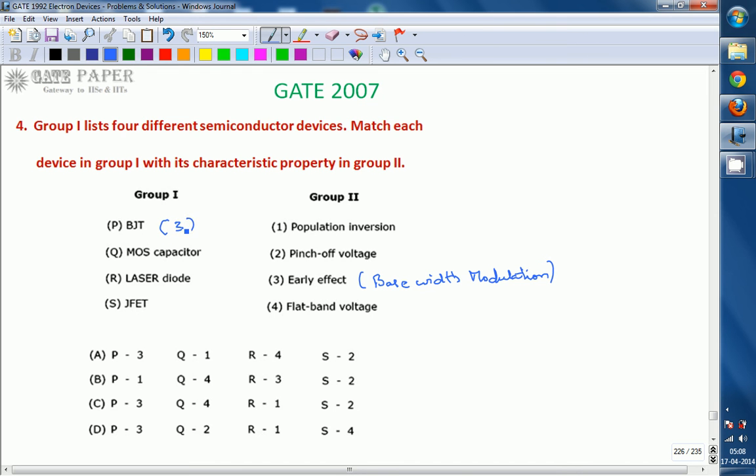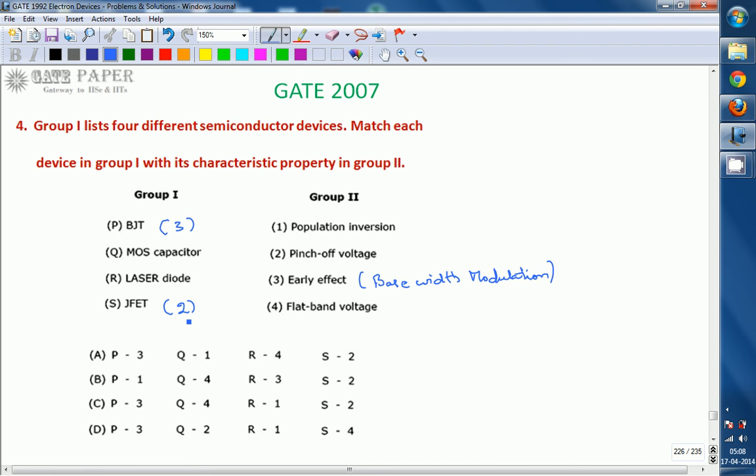Next, JFET has a phenomenon called pinch off voltage. At pinch off voltage, the drain current saturates. With respect to drain characteristics, at pinch off voltage the drain current becomes constant, and with respect to transfer characteristics of JFET, at pinch off voltage the drain current becomes 0. So JFET is related to pinch off voltage.